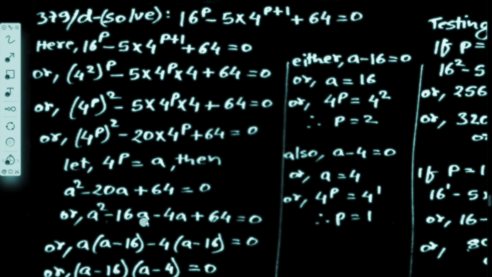a square minus 16a minus 4a. This 20 is broken into two parts, 16 and 4, 16a and 4a, which make 20a. So a square minus 16a minus 4a plus 64 equals 0.